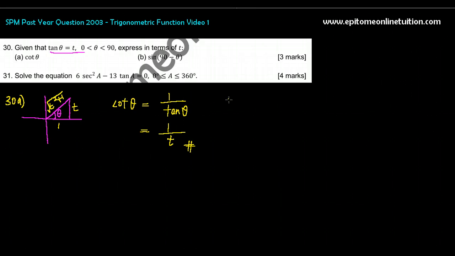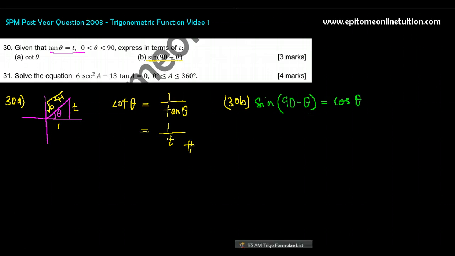Okay, and now let's do 30b. Okay, 30b says now you have to find sine of 90 minus theta. Okay, so here's a little bit of challenge because I know a lot of students actually did not memorize this. Sine of 90 minus theta is actually equals to cos theta. It is part of your formula, but this is not given in the exam.